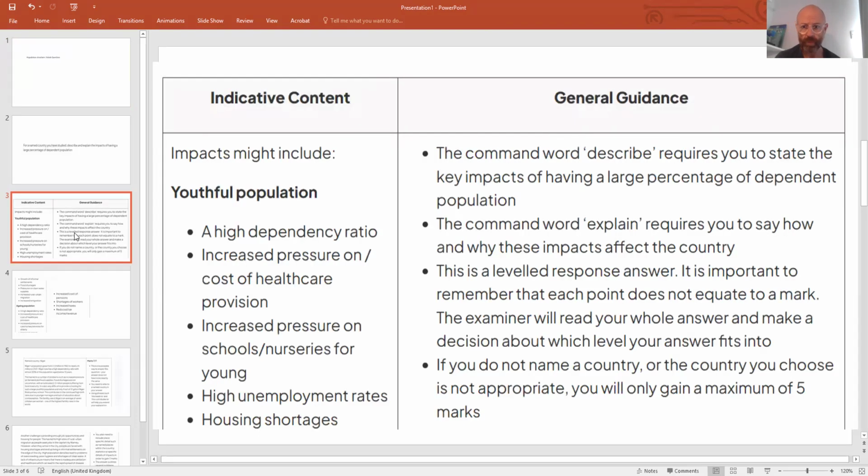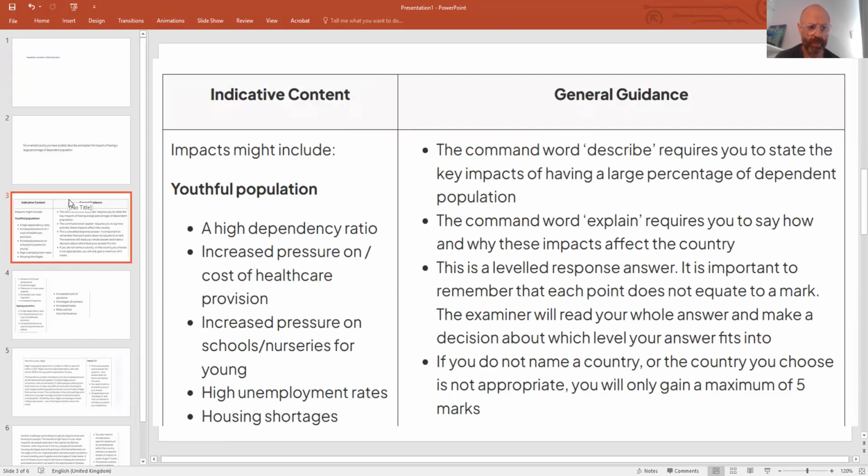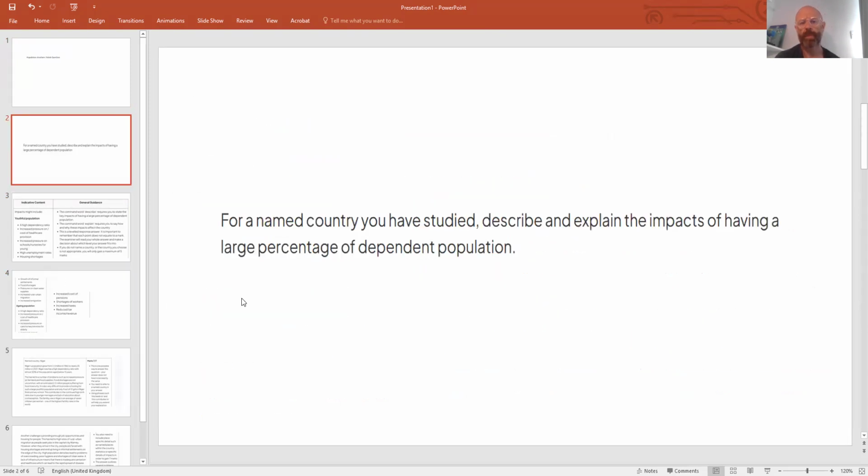Now, what are we looking at here? For a named country you have studied. Same, isn't it? For a named country you have studied. Describe and explain. So you're not just saying it has this, it has that, it has that. Explain why it has these things based on your geographical knowledge. For a named country you have studied, describe and explain the impacts of having a large percentage of dependent population.